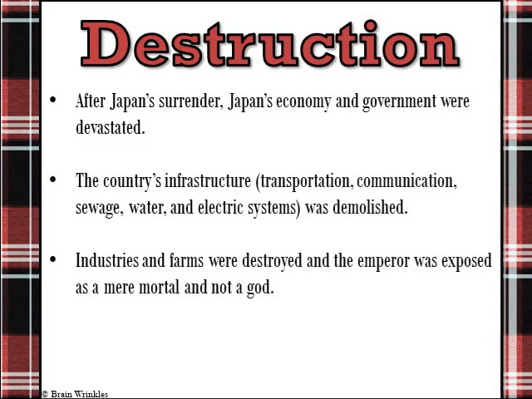The country's infrastructure, transportation, communications, sewage, water, and electric systems were demolished. Industries and farms were destroyed, and the emperor was exposed as a mere mortal and not a god. Next slide.